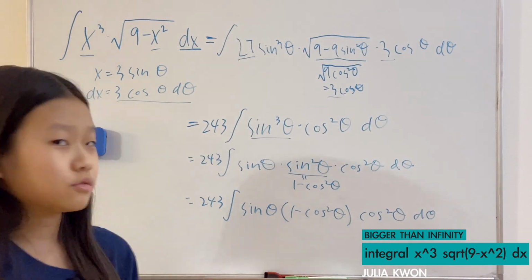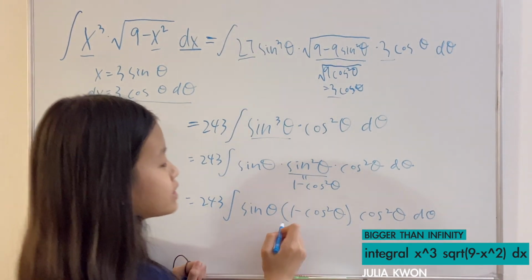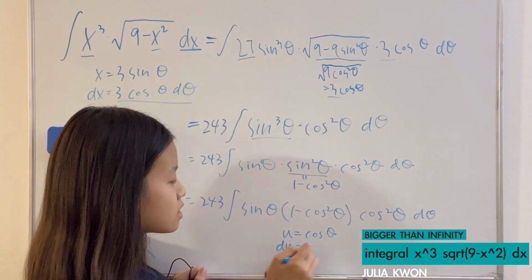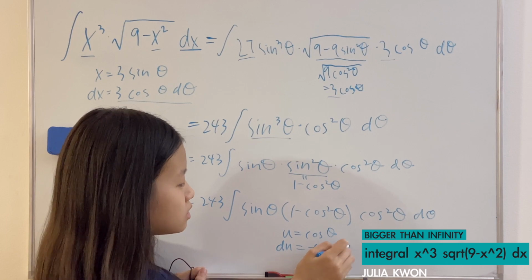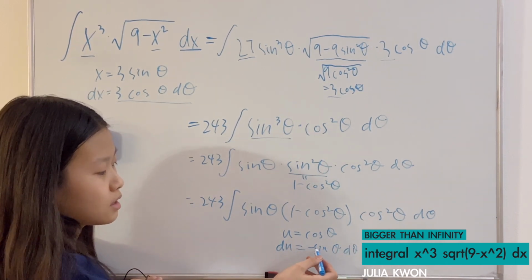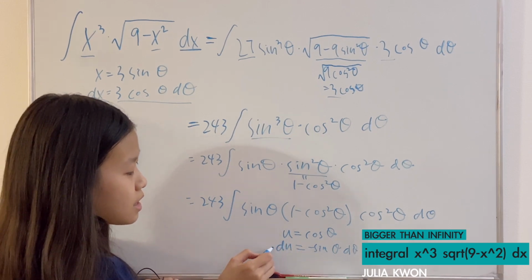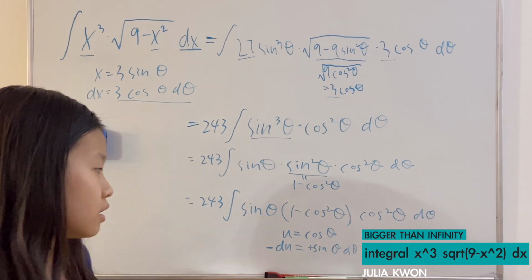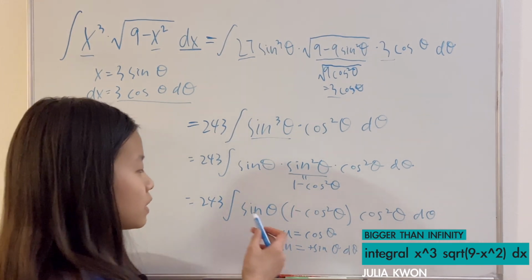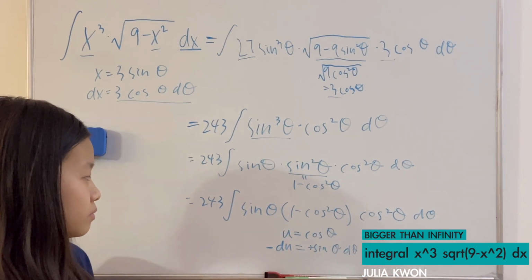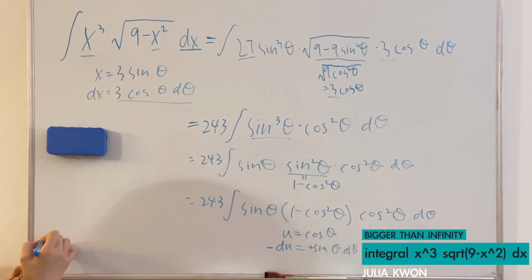We're going to use the u-substitution rule for this part. If we set u equal to cosine theta, that gives us du equals negative sine theta d theta. We can multiply both sides by negative 1, and you will have negative du equals sine theta d theta. We can replace the d theta and the sine theta with negative du. So I'll move on to here.